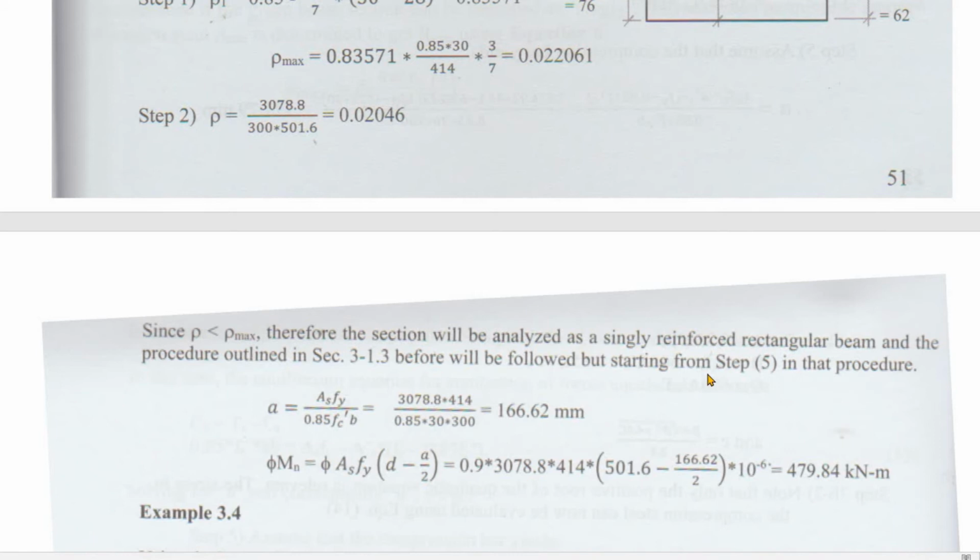So, ibig sabihin ng SRB, yung AS lang ang i-consider mo. Huwag mo nang papansinin pa si A prime S. So, ang nominal moment mo ngayon would be AS lang. AS Fy multiplied by D minus A over 2. I-disregard mo na si A prime S. So, yan ang capacity moment nung section.